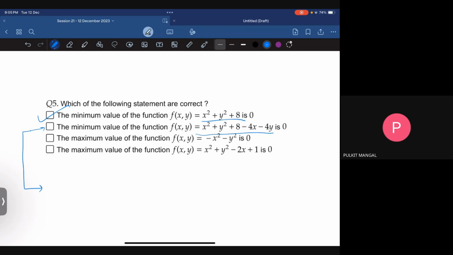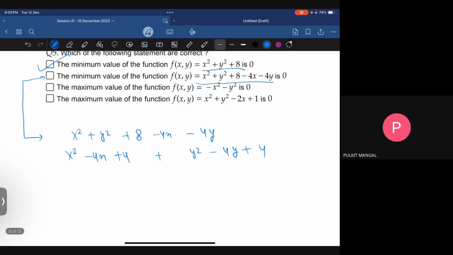Sir, we can make squares here. Yeah, correct. That's what you need to do. x minus 2 square, y minus 2 square, plus 8 minus 4x minus 4y. If I just manipulate the function like this, plus y square minus 4y plus 4, I split this 8 into these 4. Then it is x minus 2 square, and this is y minus 2 square.